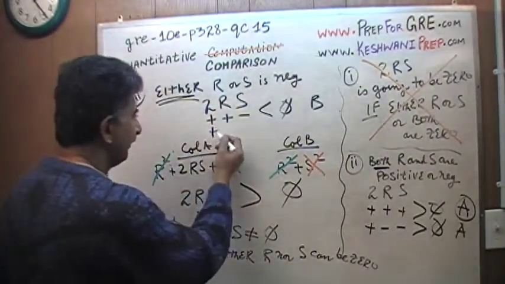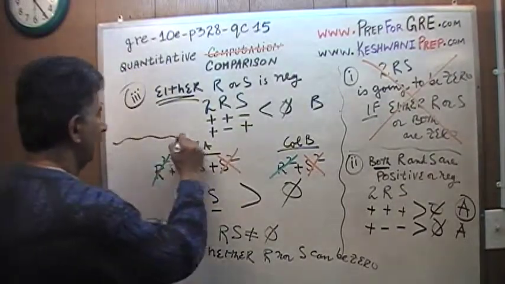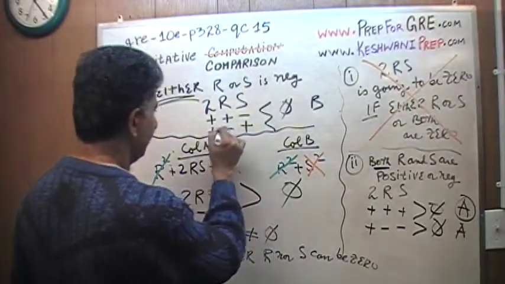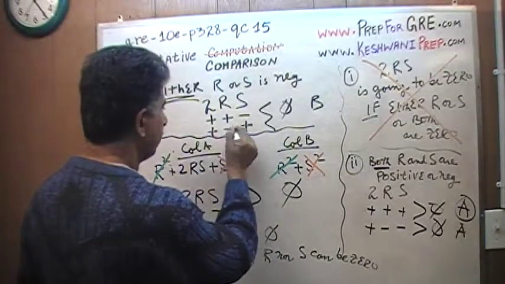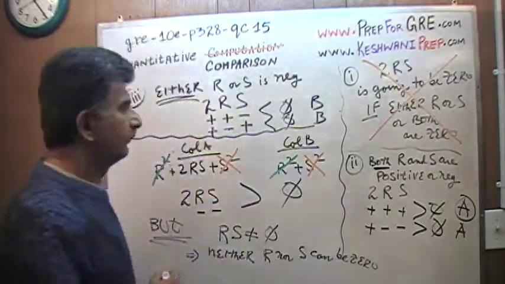Or 2 is positive, but R is negative and S is positive. Again, this is going to be a negative quantity because we have a positive times positive, and that's going to be negative, and that's less than 0. The answer again is B.